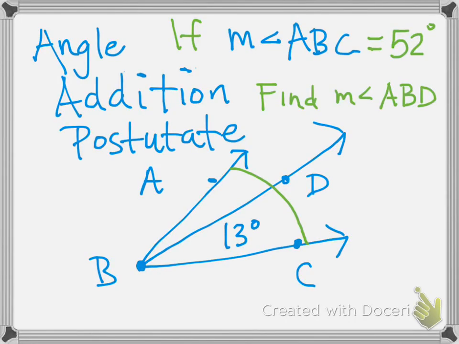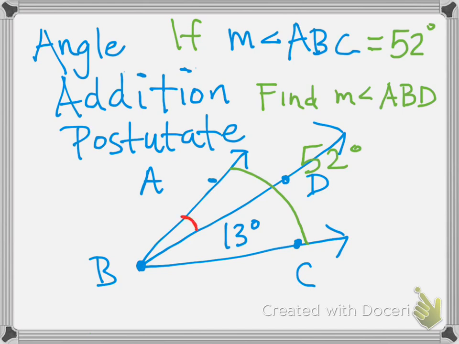Okay, this is the angle addition postulate. This says that if you have 2 angles, the smaller 2 angles add up to be the larger angle. So, if I am told DBC is 13 degrees and ABC is 52 degrees, then I could find ABD. So I'm looking for this, right?